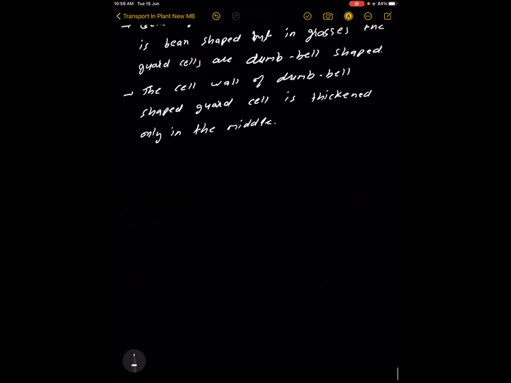Okay, so this is the guard cell, which forms stomata. This is the inner wall. The inner wall of the guard cell is thickened. Both guard cells—it is not a single cell, there are two cells. This is one cell, this is another cell.